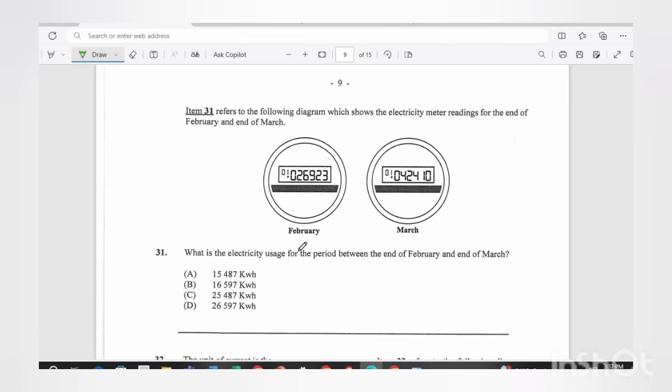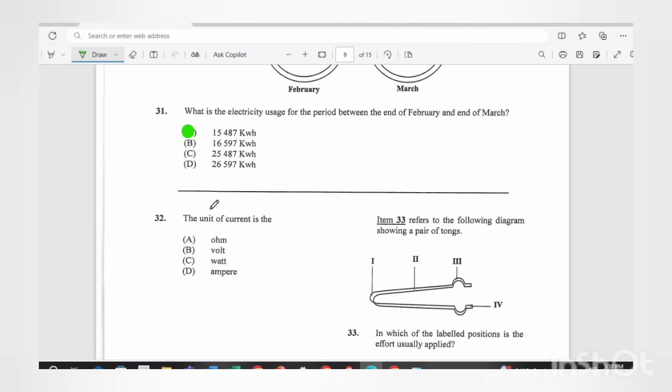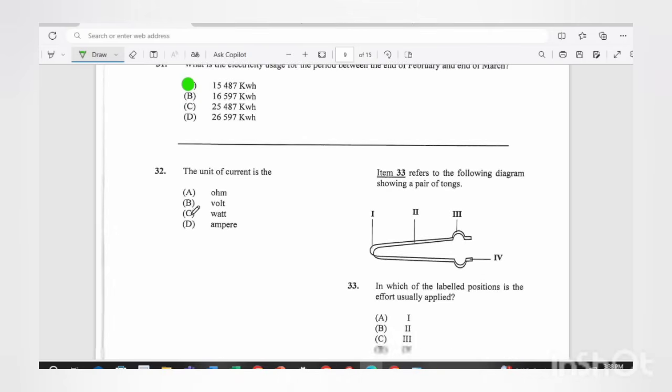Now, what is electricity usage for the period between the end of February and the end of March? Once you calculate, you can pause the video and do your own mathematics. The answer there is A, 15,487 kilowatt hours. Question 32. The unit of current is the A, ohm, B, volt, C, watt, or D, ampere. The answer there is D, ampere.